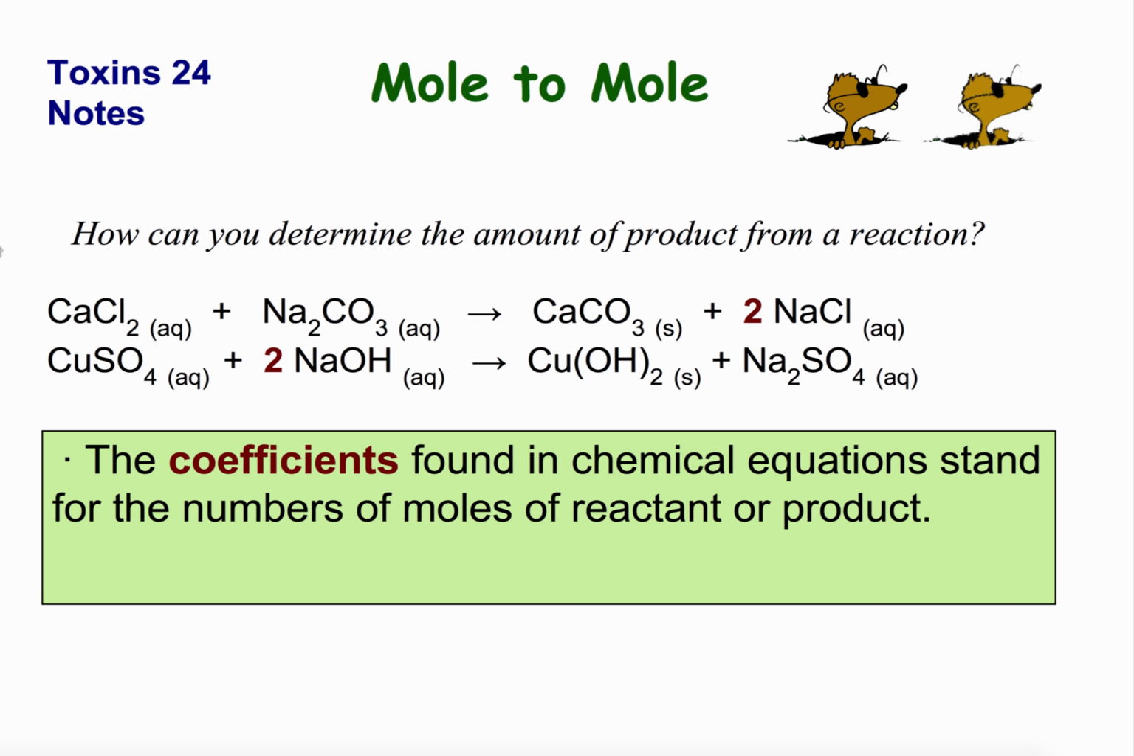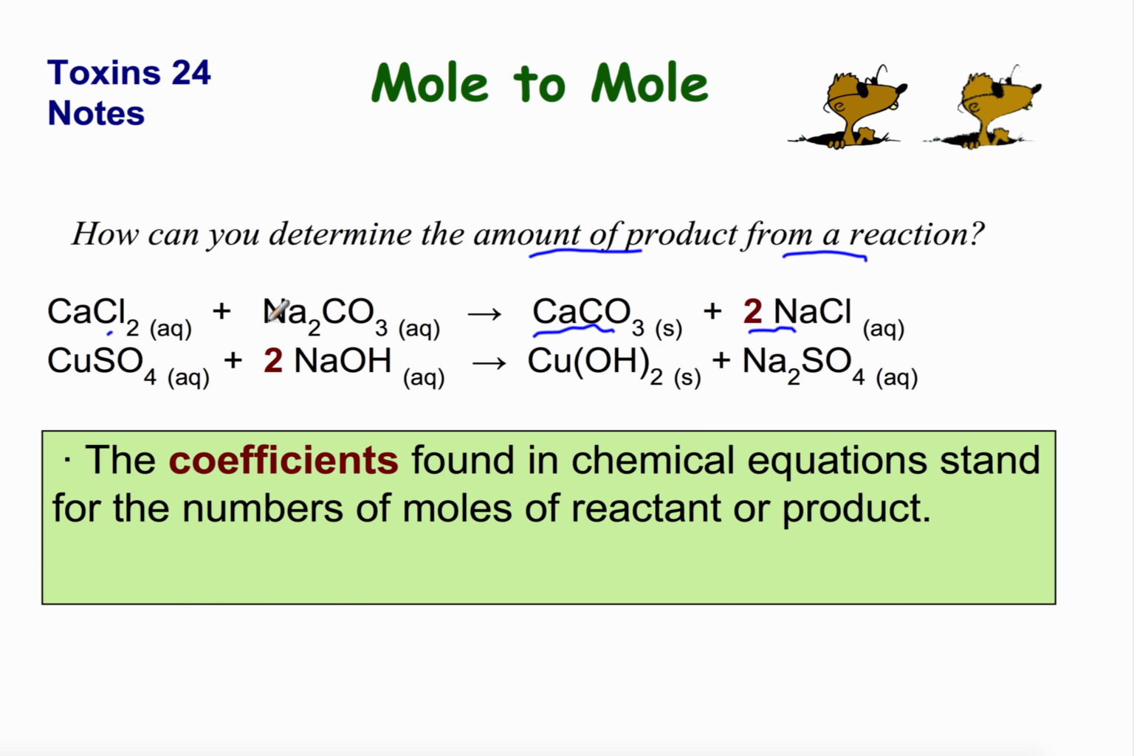Anyway, the question we want to answer in today's Chem Catalyst video is: how can we determine the amount of product from a chemical reaction? If we look at these chemical reactions, like calcium chloride and sodium carbonate producing calcium carbonate and sodium chloride, we want to figure out how much sodium chloride or how much calcium carbonate we could make if we were given amounts of these reactants.